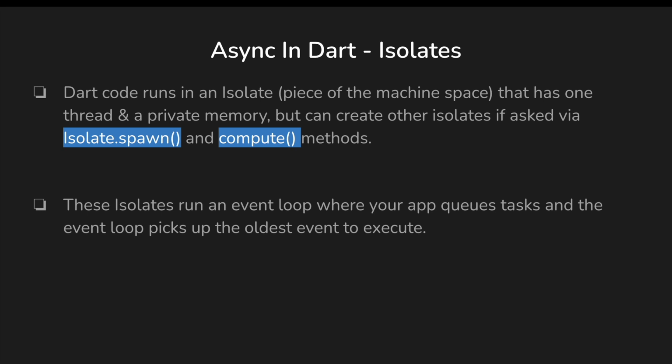These isolates usually run an event loop, where all the events in the application are queued, and the event loop just takes the oldest one, the first task in. Most of the time you will not need more than one isolate.